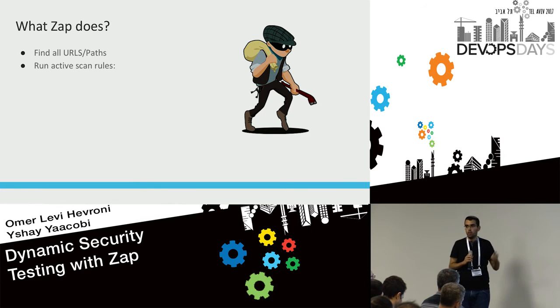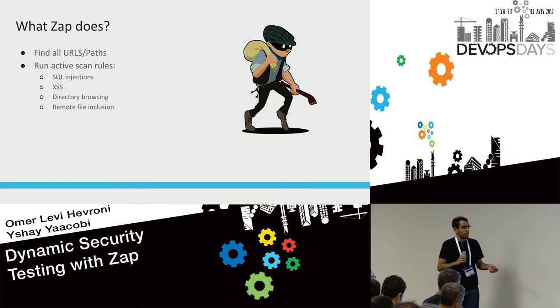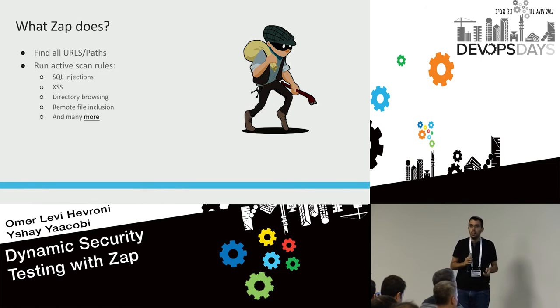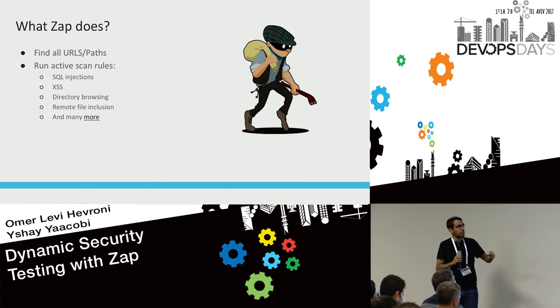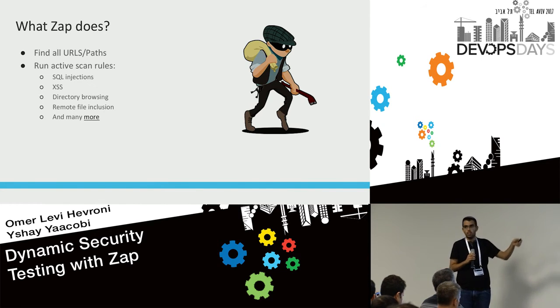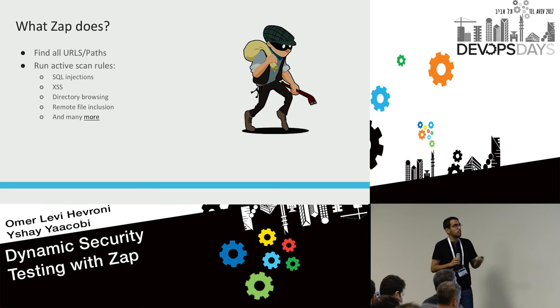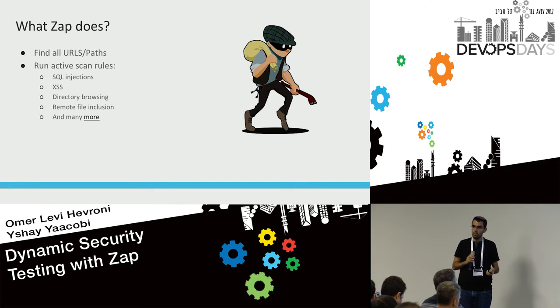Zap already has a list of many known attacks. And like before, there are many more than the ones I listed here. It can take your original request and create attacks like the ones described here, to check if your server can protect itself from those attacks. So this is how the active scan works.